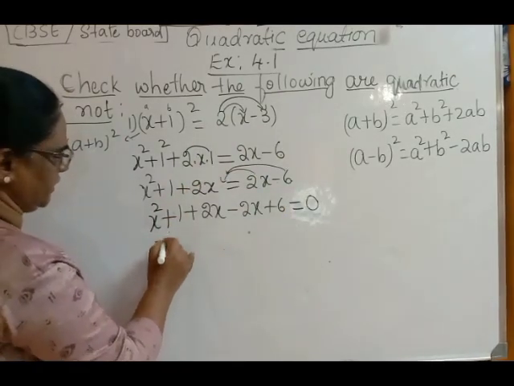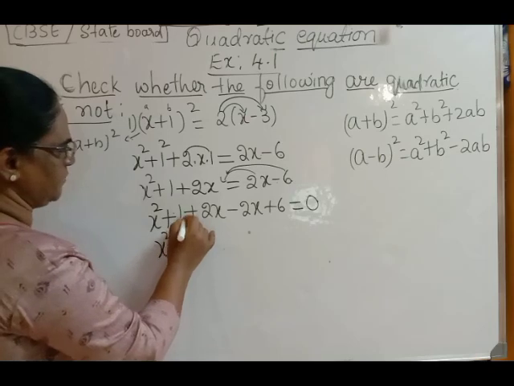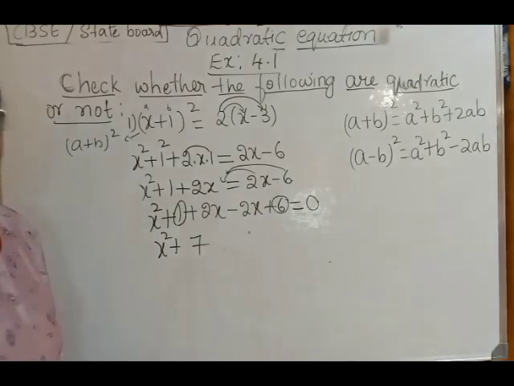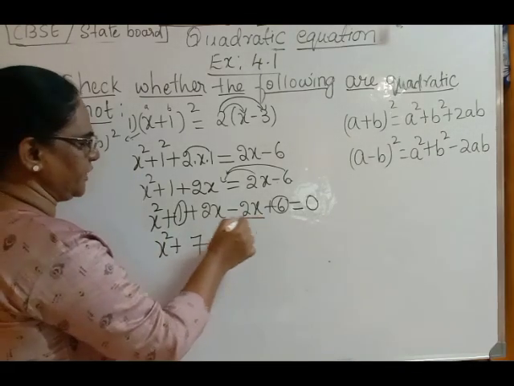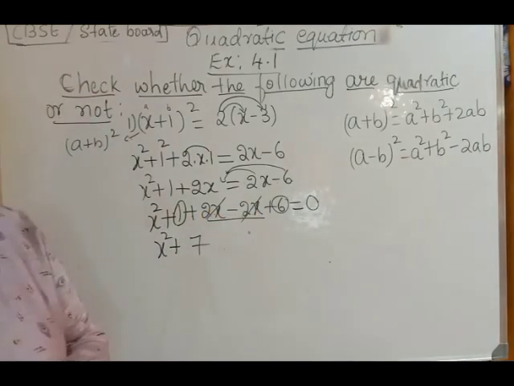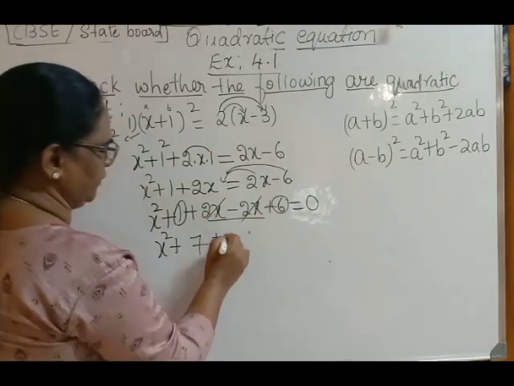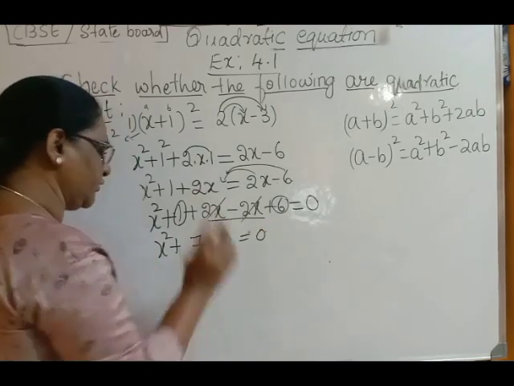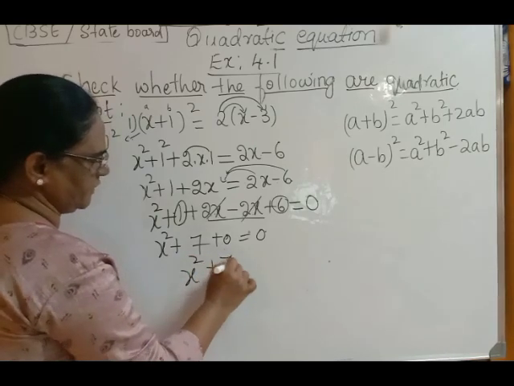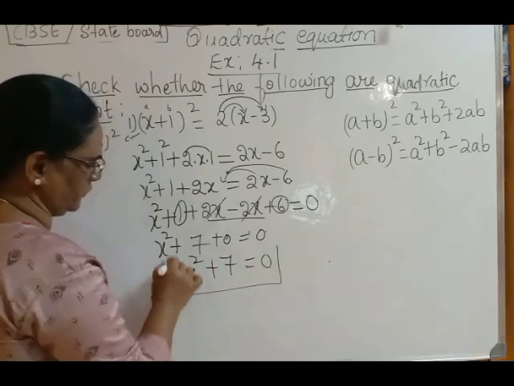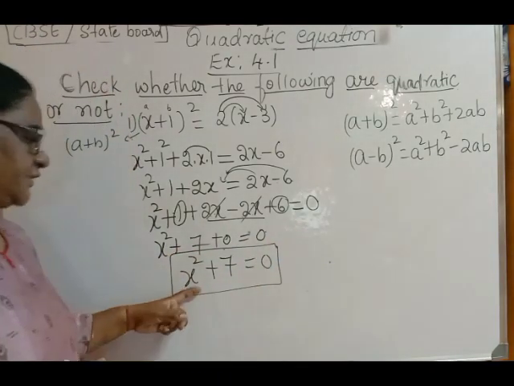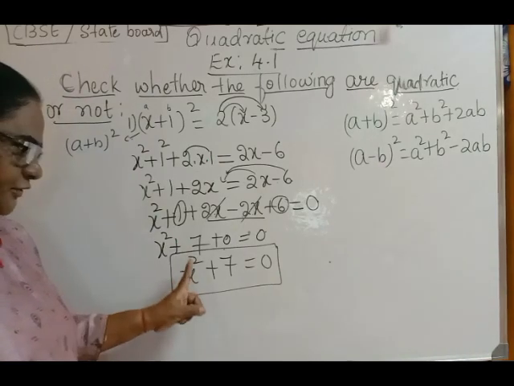Next, x square is here, plus number is added with number. 1 plus 6, 7. Okay, next group the x terms, plus 2x minus 2x, that is 0. Plus 0 or minus 0 is equal to 0. Now this 0 term means you have only x square plus 7 is equal to 0. So here check the power of the variable. See, the x is the variable, highest power is 2.